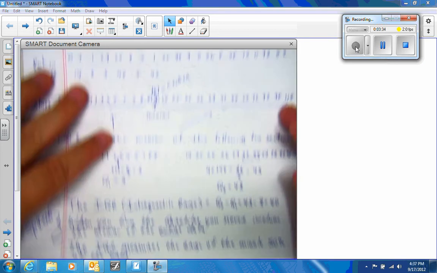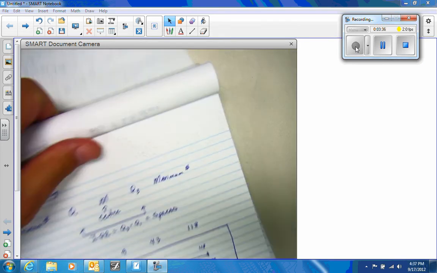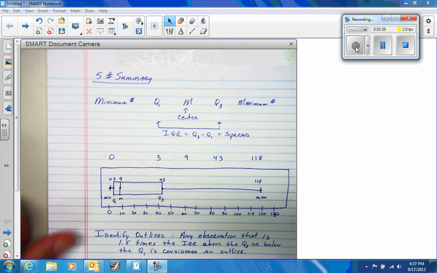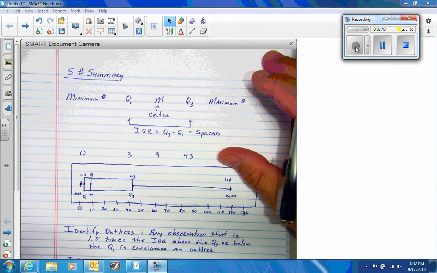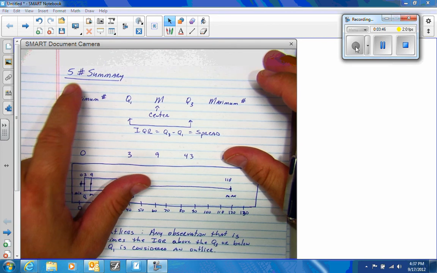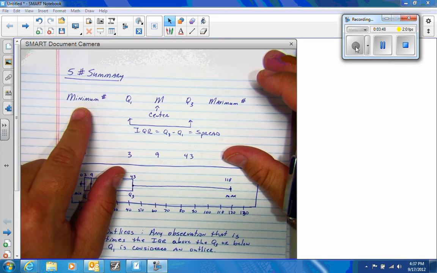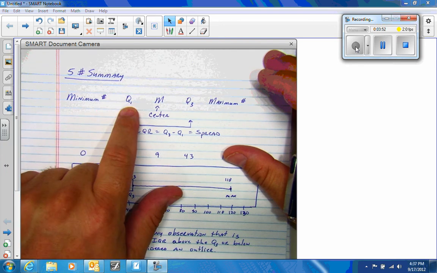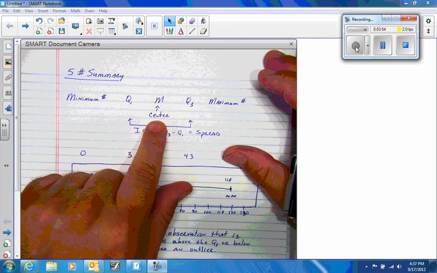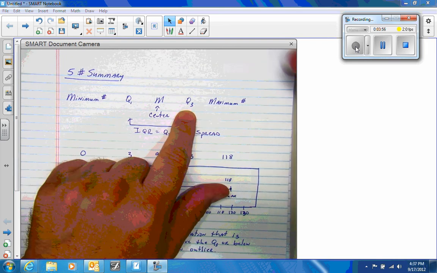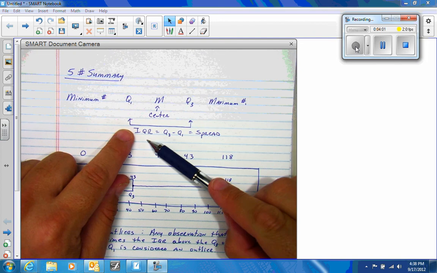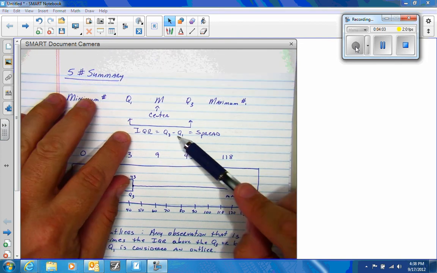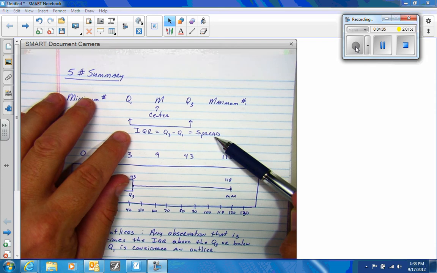Okay? Now, once you have your IQR and your Q1, Q3, and median, you're going to conduct what we call a 5-number summary. The 5-number summary includes the minimum number, your Q1, your median or midpoint number, which is your center, your Q3, and your maximum number. Remember, your IQR, your interquartile range, is Q3 minus Q1, and that is your spread.